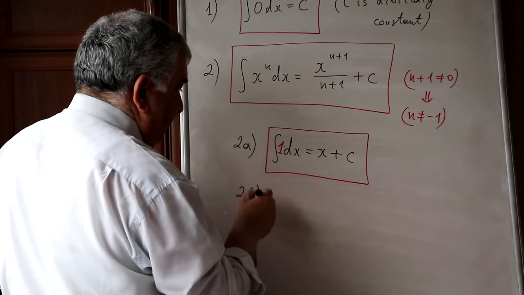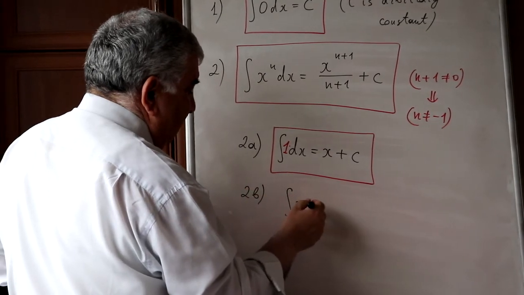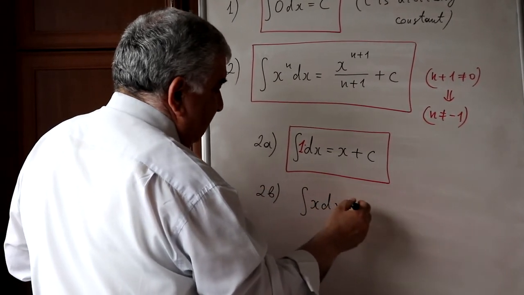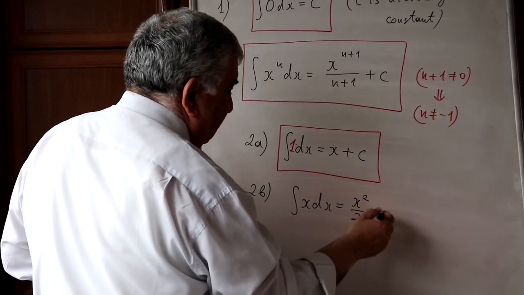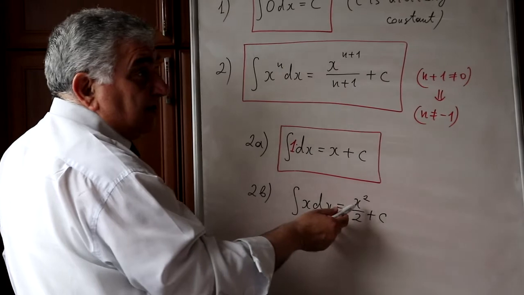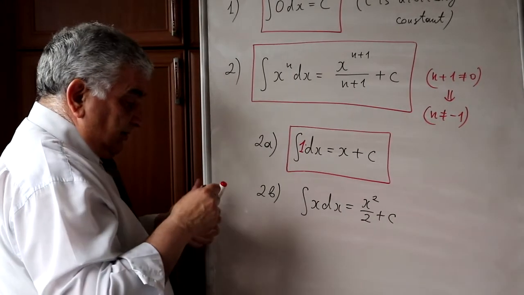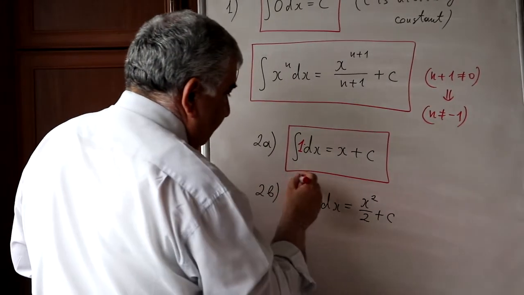Second, 2b: integral of x dx is x squared over 2 plus c, because derivative of x squared over 2 is x, simply x.